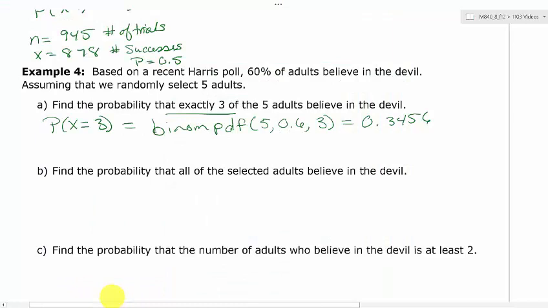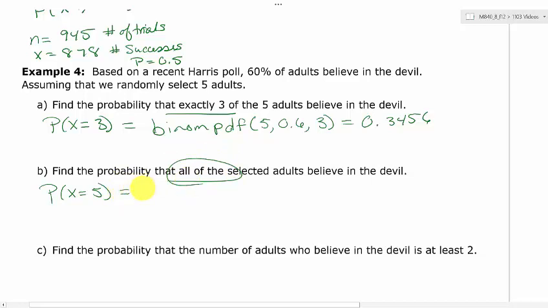Again, sometimes the table value and the calculator value won't exactly match up. The next one, find the probability that all of the selected adults believe in the devil. So this is the probability that x is equal to 5, because we want to know what the probability of all of them believing in the devil would be.